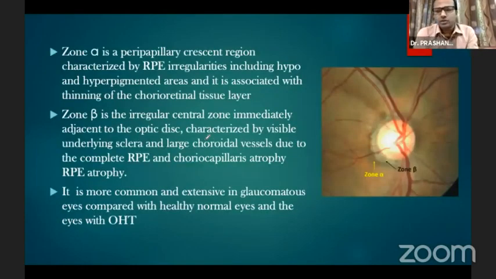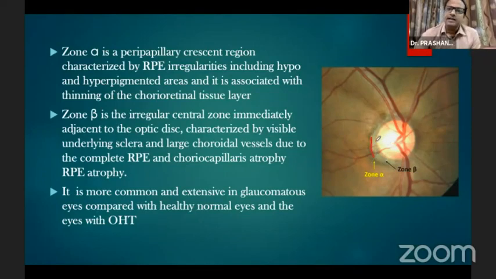Now it has two zones. The peripheral zone is called zone alpha. The central zone is called zone beta. The peripheral zone, a peripheral crescent, is characterized by irregularities of RPE because of atrophy of choriocapillaries. So they appear as a dark area here.